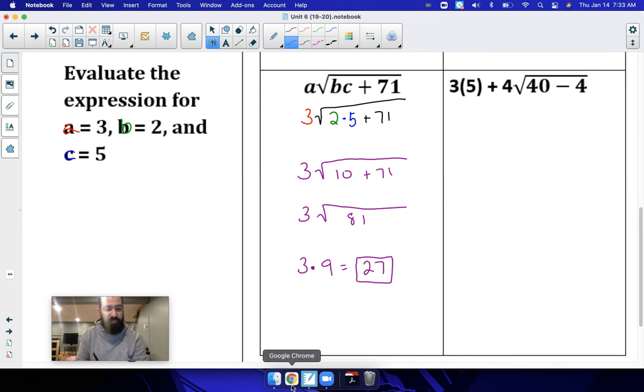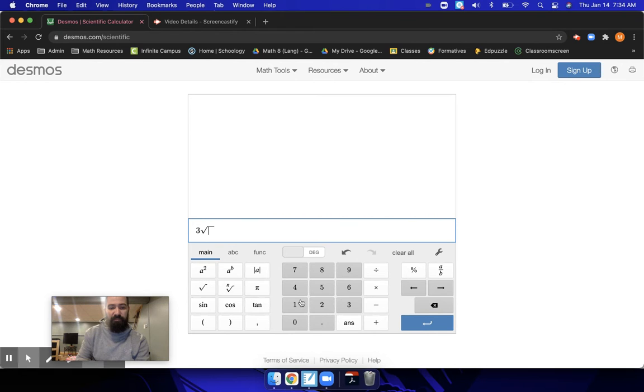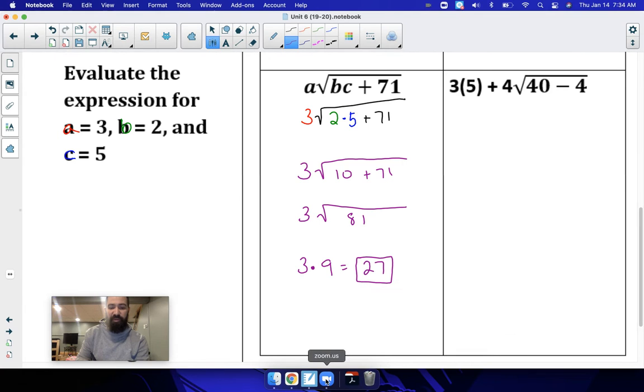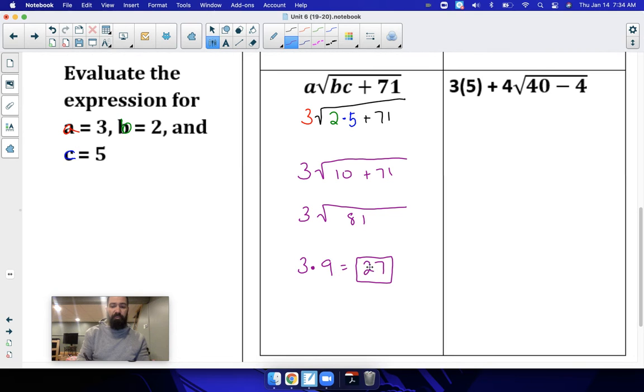Let's check it on a calculator, make sure we did it right. Again, I might have to bounce back and forth just to remember the problem a little bit here. We're going to start with 3 times the square root of, I believe it was 2 times 5 plus 71. And make sure that it's all under that radical. Nothing comes out of it. That line goes over all the numbers. Make sure all the numbers are under it. And we see our answer is 27, which is what we got in our problem here.